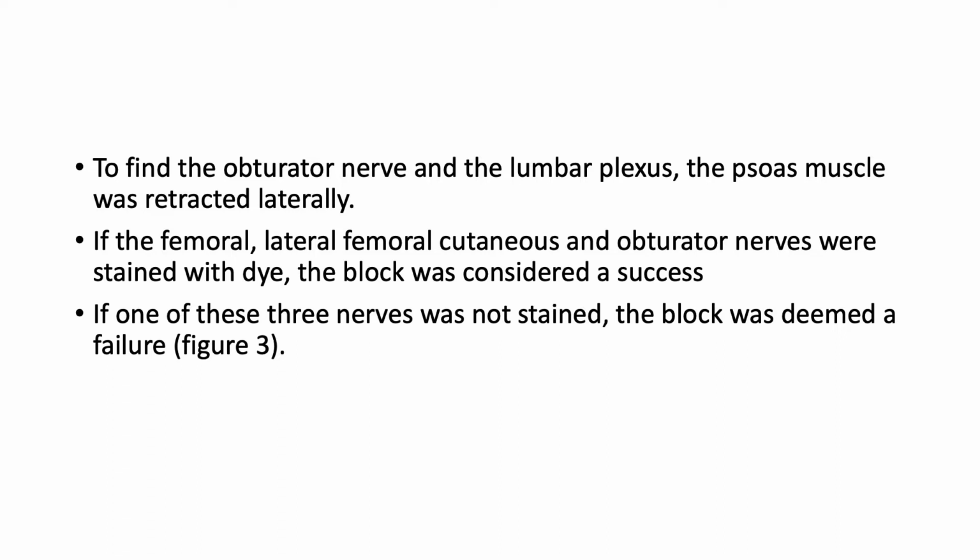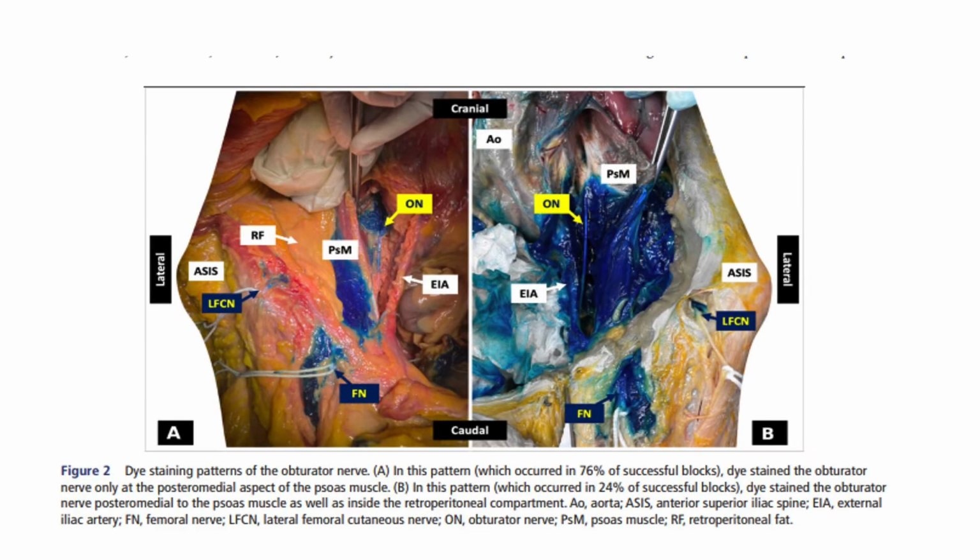If the femoral, lateral femoral cutaneous nerve and obturator nerve were stained with dye, the block was considered a success. If one of these three nerves was not stained, the block is said to be a failed block. So this figure shows a dye staining pattern of the obturator nerve. In the first figure, A on the left side, in this pattern, the dye stained the obturator nerve only at the posterior medial aspect of the psoas muscle. Whereas in B, on the right side, the dye stained the obturator nerve posterior-medial to the psoas muscle, as well as inside the retroperitoneal compartment.